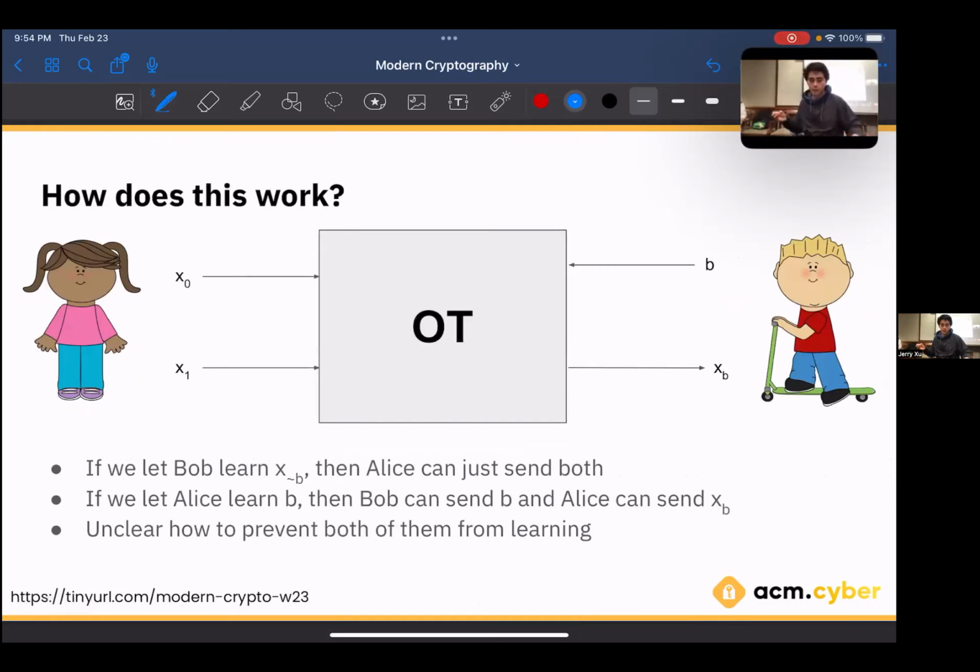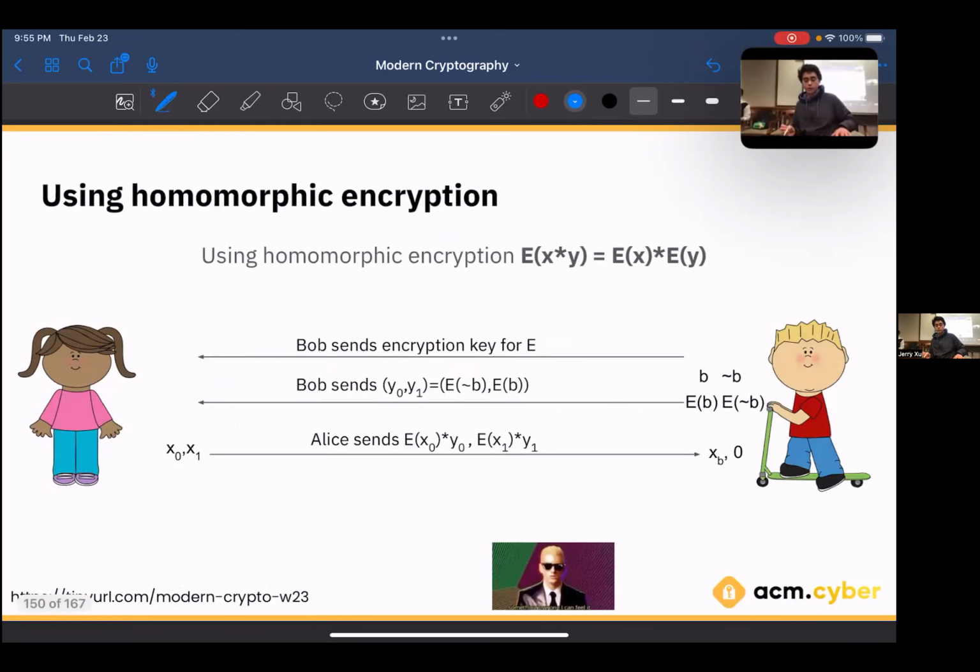So this might look really hard, right? If we just let Alice send both of them all the way through, we can maybe trust Bob to just pick one of them that he wants and leave the other one untouched and forget about it. But we don't really trust him to forget about it, and we don't really trust him to just pick up the one that he wants. But on the other hand, if we let Bob send b, then Alice can send back the one that he wants. But the issue there is then Alice learns b and she knows which one Bob picked up. So we don't want either of them to know these things. This is going to be more important later for multi-party computation, but we don't want either of them to learn these things. And the way we're going to make that happen is by oblivious transfer, right? And so oblivious transfer, in this construction, we'll use homomorphic encryption.